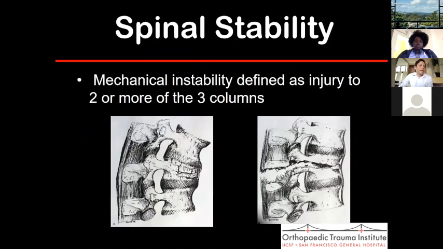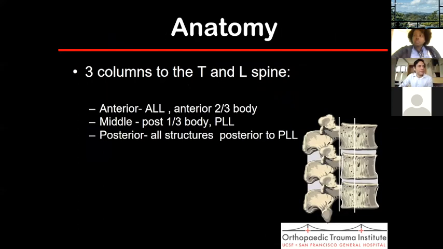And so in the thoracolumbar spine, when we're thinking about instability, we frame it in terms of failure of the anterior column or failure of the posterior ligamentous complex. And the way that we classify thoracolumbar injuries is to fit them into those categories.